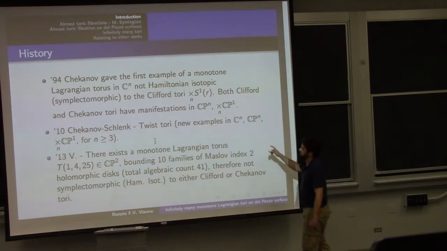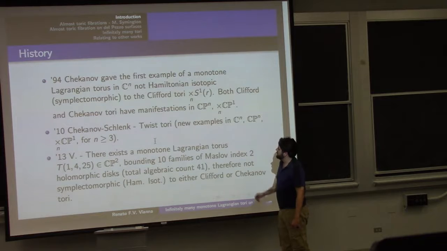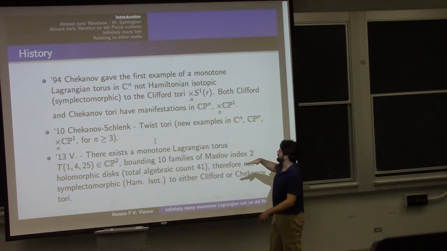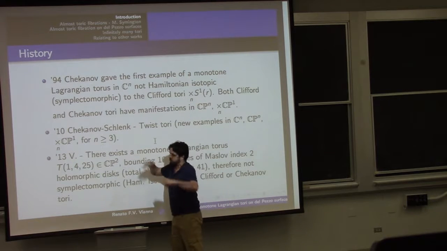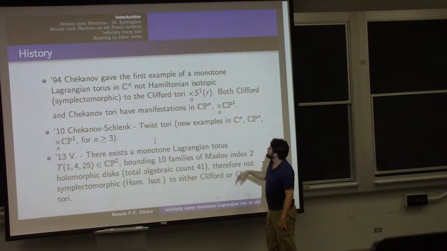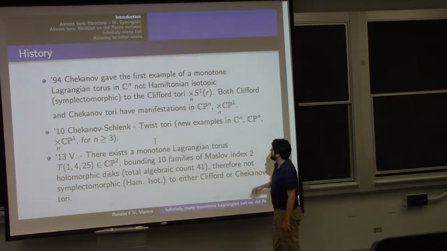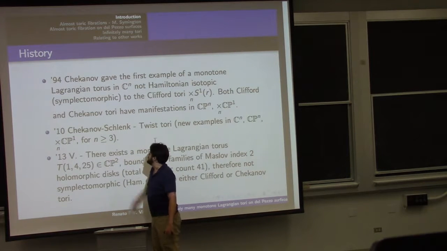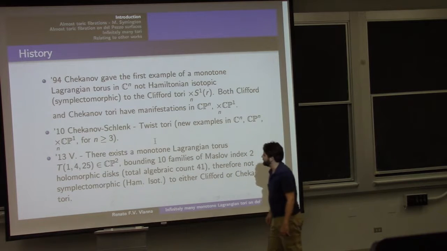And then in 2010, with Schlenk, they generalized the idea, but essentially, as I said, the Chekanov torus is somehow a form of taking a torus in a lower dimension and twisting it in one dimension higher. So if you have more dimensions, you have more freedom to do different twists. This is a generalization of their idea, and it only gives new examples if n is greater than or equal to 3.